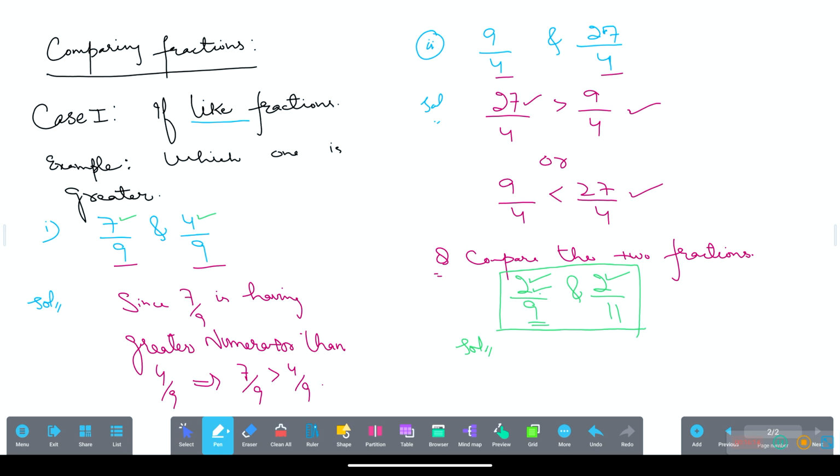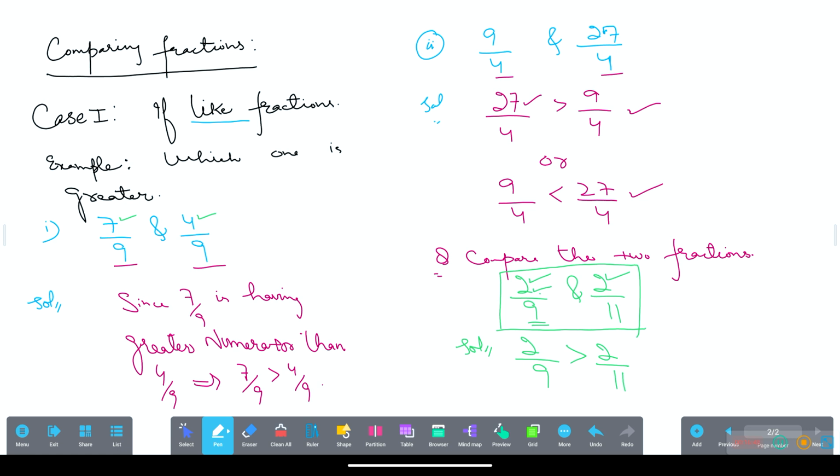So if 2 is to be divided among 9, and then the same 2 is to be divided among 11, obviously the group of 9 will get more as compared to the group that contains 11 people. So that is why 2 by 9 will be greater than 2 by 11. It is simply 2 by 9 is greater than 2 by 11. So whenever you compare on the basis of denominator, you will take that fraction greater whose denominator is small. So this is how we will compare these fractions.